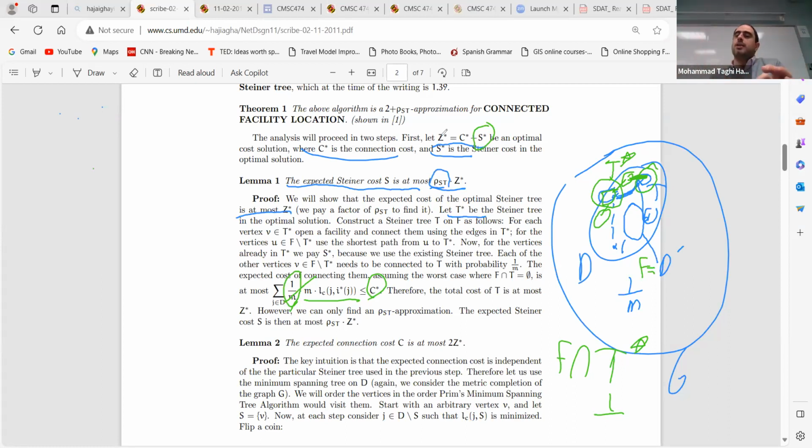So I know that the Steiner tree on those vertices is at most D star. And then I need to pay rho star. Now the one that is a little bit more involved is this one. I want to say that the expected, so that's the part that I proved. So now let's see the other parts. I want to say that the expected connection cost is at most 2 times D star.